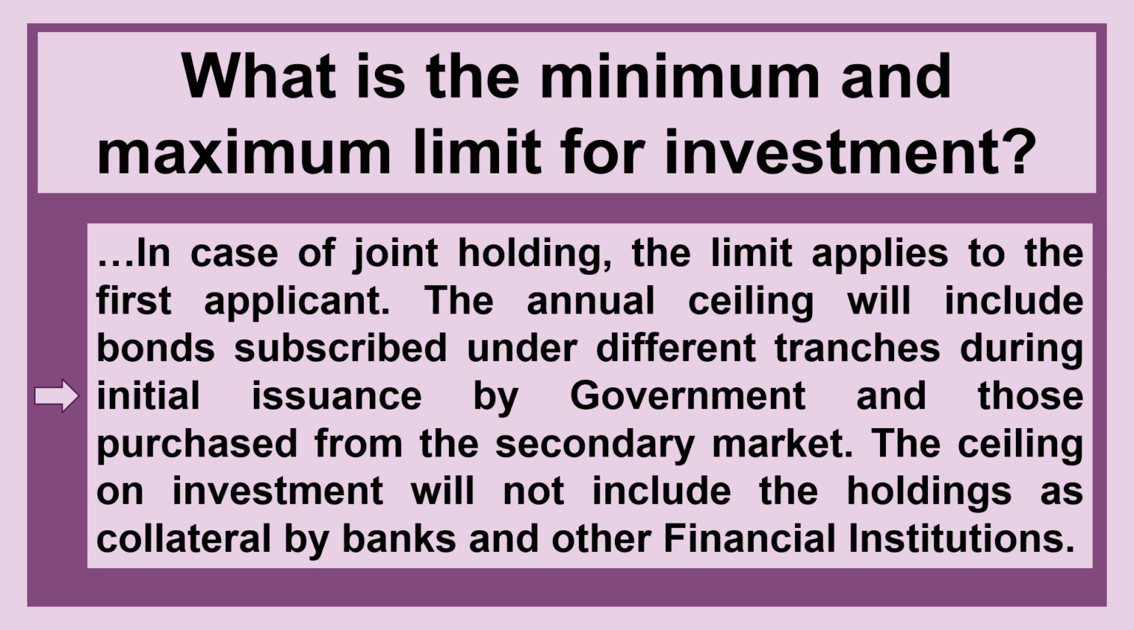In case of joint holding, the limit applies to the first applicant. The annual ceiling will include bonds subscribed under different tranches during initial issuance by the government and those purchased from the secondary market. The ceiling on investment will not include the holdings as collateral by banks and other financial institutions.